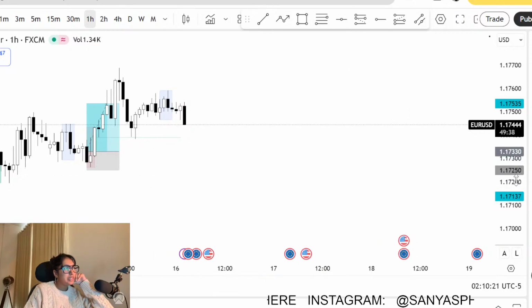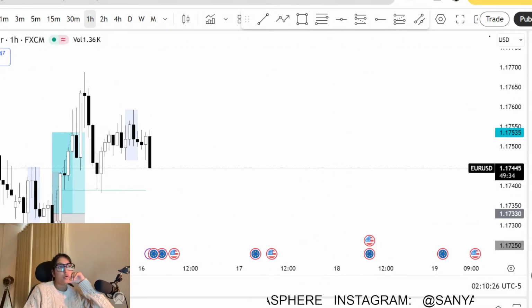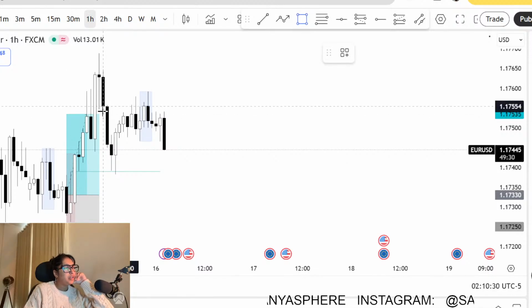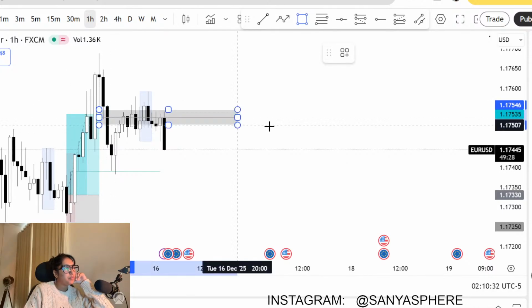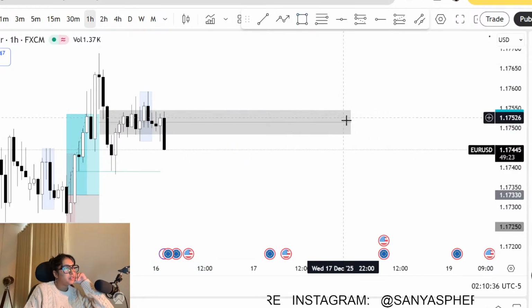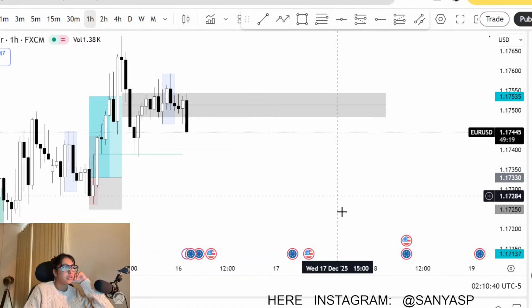I'm a bit indecisive for the euro right now. Why? Because we had a good fair value gap that was formed on the premium zone and it just got simply filled. So that's what I'm indecisive about right now.